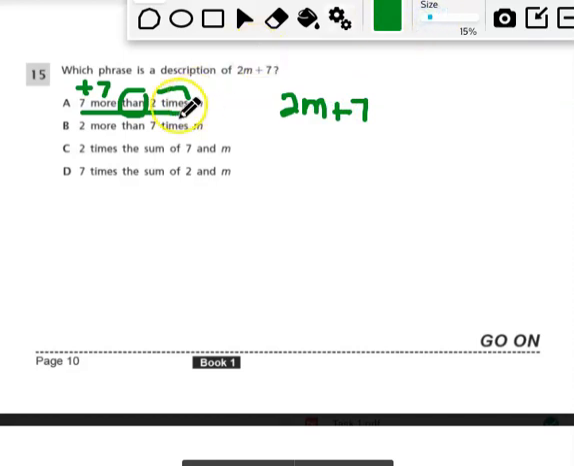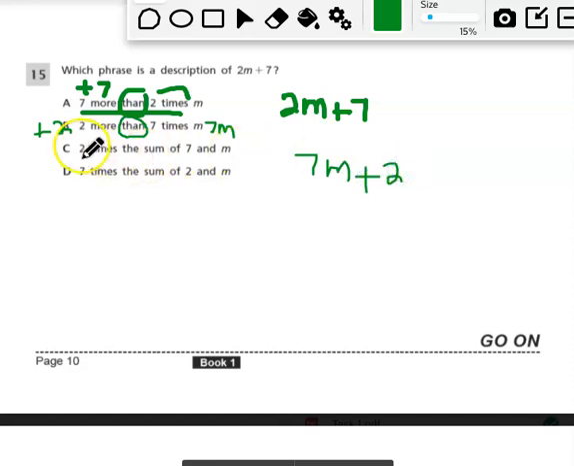Let's look at the second one. It's 2 more. So that's plus 2. And this is 7 times m. So that's 7m. So you're going to switch around, right? So that becomes 7m plus 2.